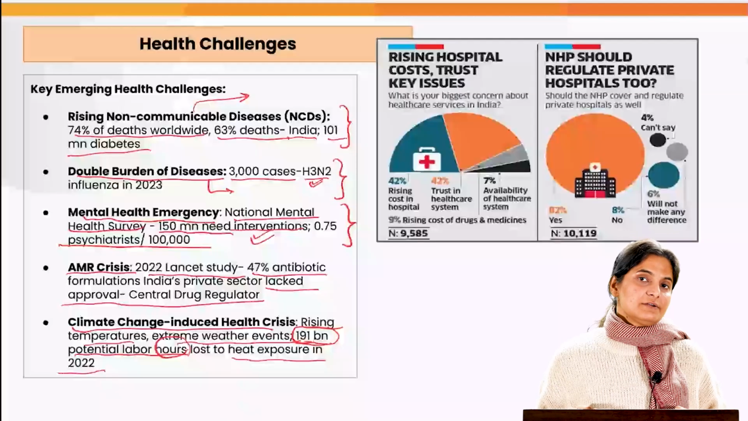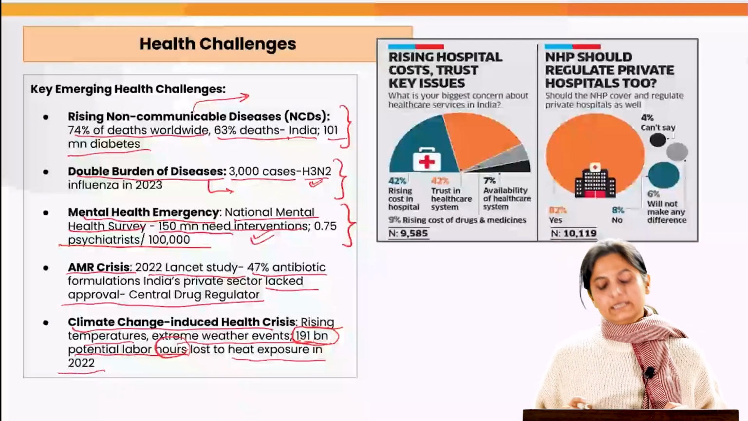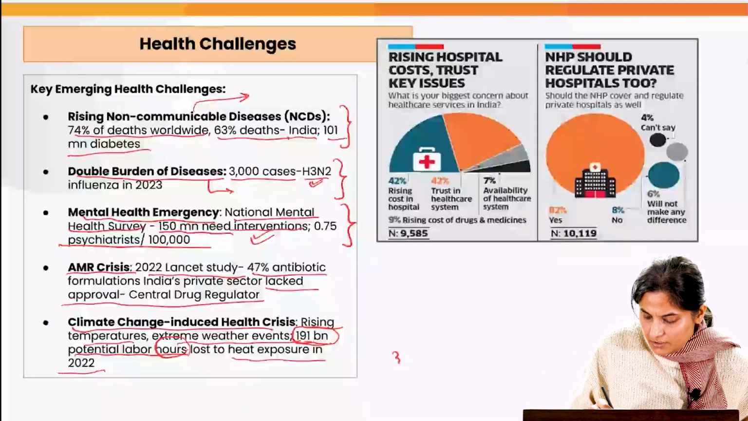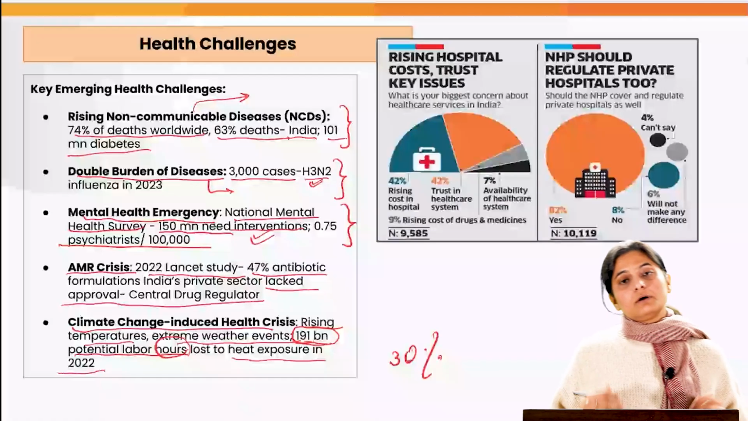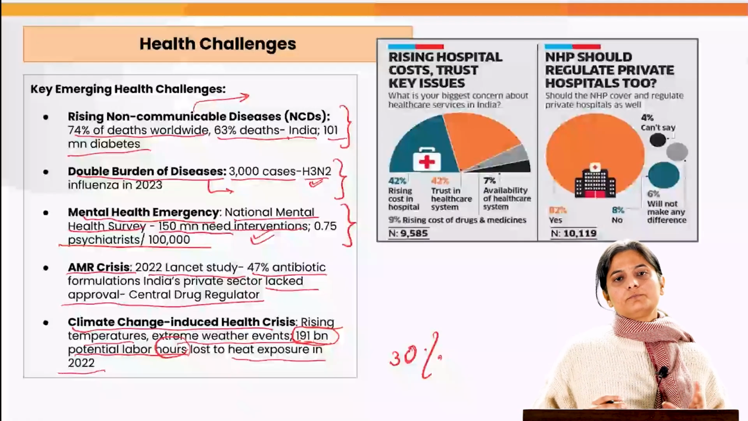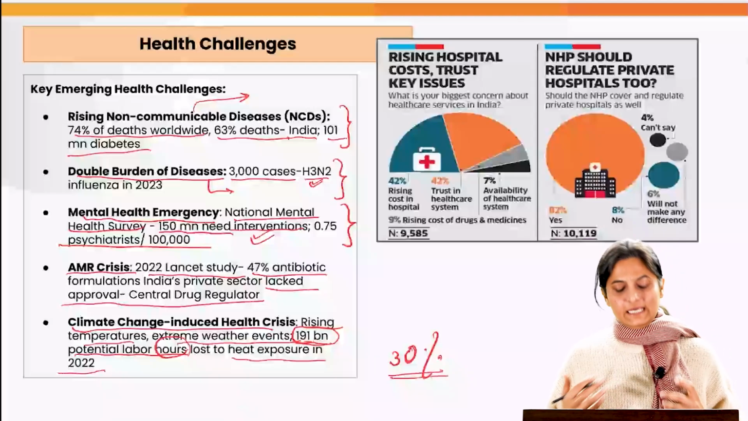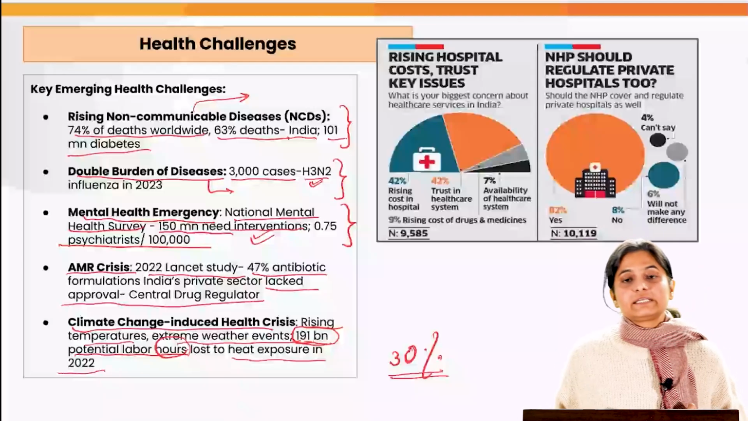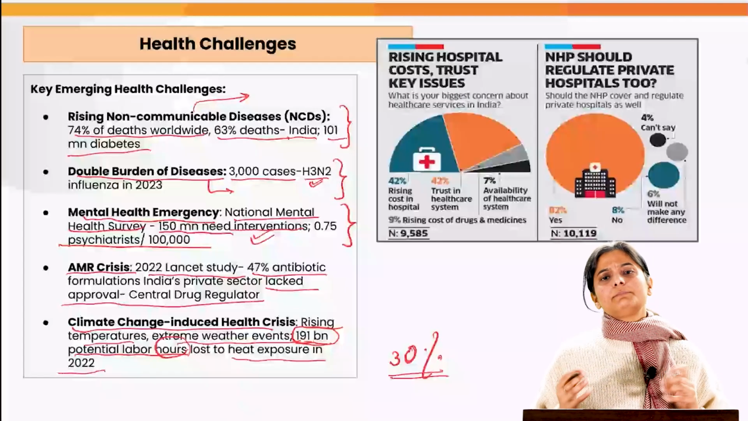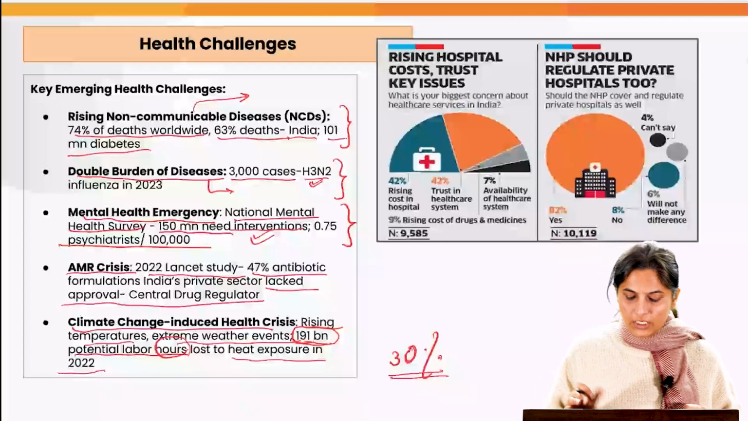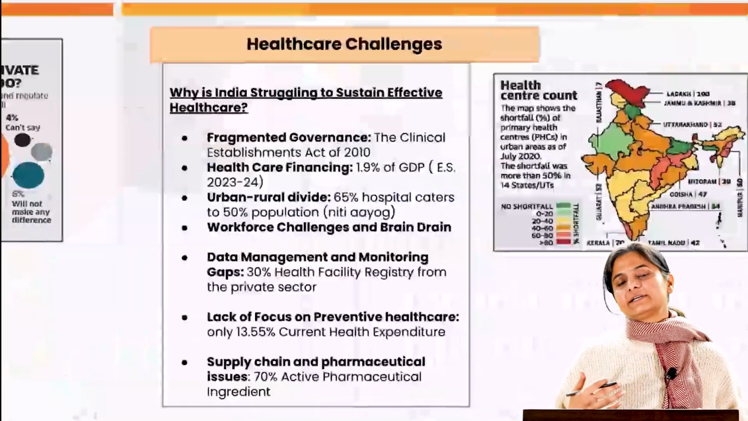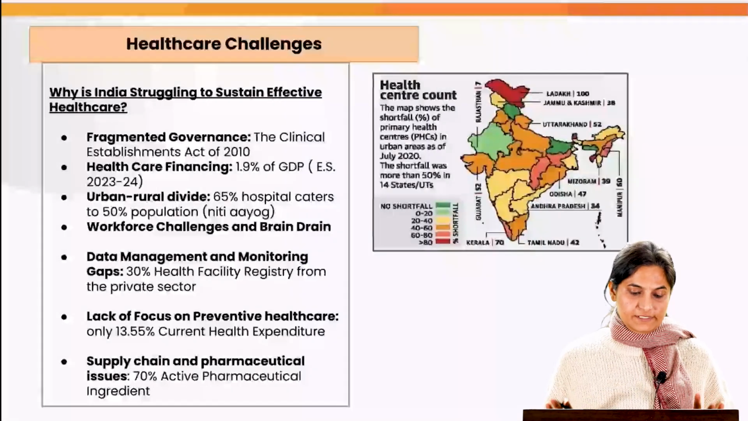Similarly, extreme weather events have also increased by around 30% over a matter of a few years. If you compare 2019 to 2024, almost a 30% rise has been witnessed in extreme weather events also. One example could be floods. So this highlights the key emerging healthcare issues that we are facing.